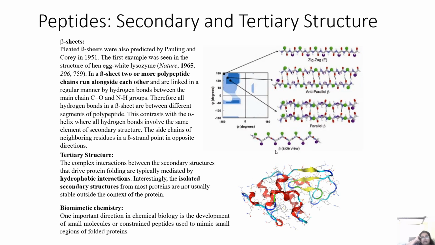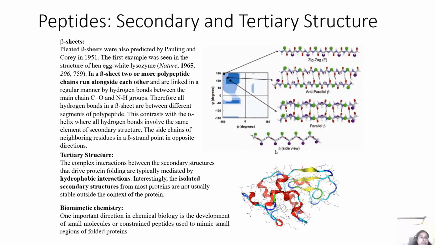Now, beta sheets are also predicted by Pauling and Corey. The first example was seen in the structure of hen egg white lysozyme. In a beta sheet, two or more polypeptide chains run alongside each other and are linked in a regular manner by hydrogen bonds between the main chain CO and NH groups. Therefore, all hydrogen bonds in a beta sheet are between different segments of polypeptide. This contrasts with the alpha helix where all hydrogen bonds involve the same element of secondary structure.